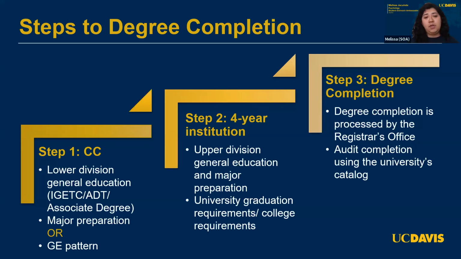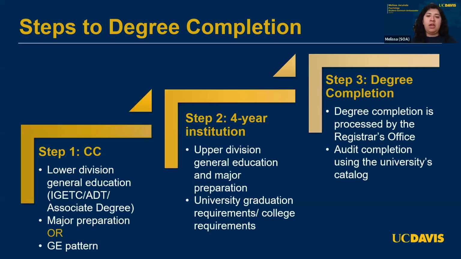The second step is that once you've successfully transferred to your four-year institution, you will have to take upper division courses. And that will either fall within your major preparation or just general preparations that your school has. And later on, you'll also have to take university or college graduation requirements before you can get your degree. And then finally, you'll be ready to graduate.